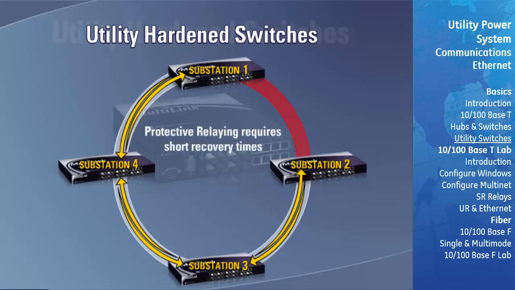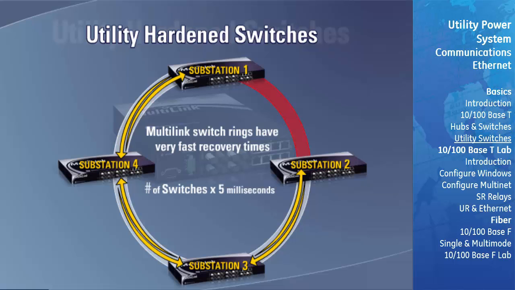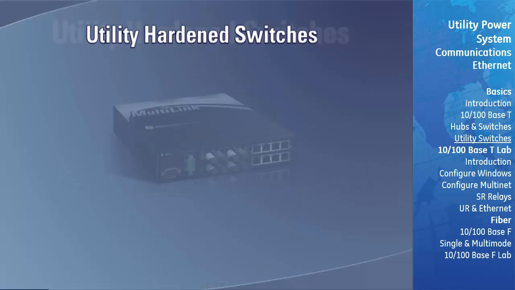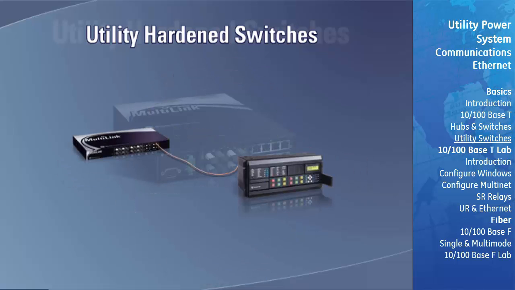Within the world of protective relaying, the shorter the recovery time, the better. The recovery time of a ring formed with only multi-link switches is extremely fast. This time is easily calculated as the number of multi-link switches directly connected to the ring multiplied by only 5 milliseconds per switch. Another key requirement of a utility-grade switch is the ability to support redundant communication links between a relay and the switch.